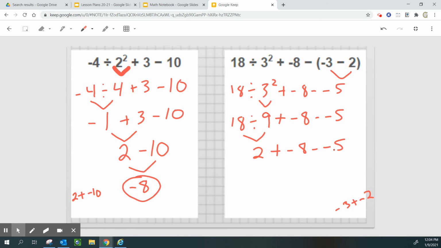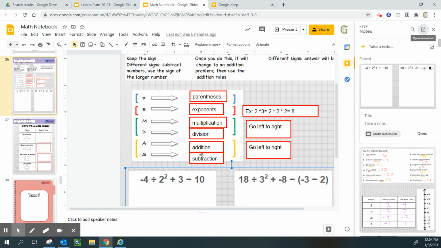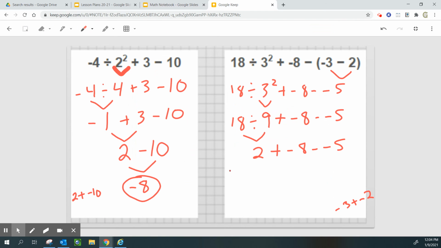Then I don't have any more multiply or divide. So my last thing is add or subtract, whatever comes first. In this case, it's add. So 2 plus negative 8 would be, signs are different, so I subtract. And 8 is the bigger digit, so it's a negative. And then I still have minus negative 5.